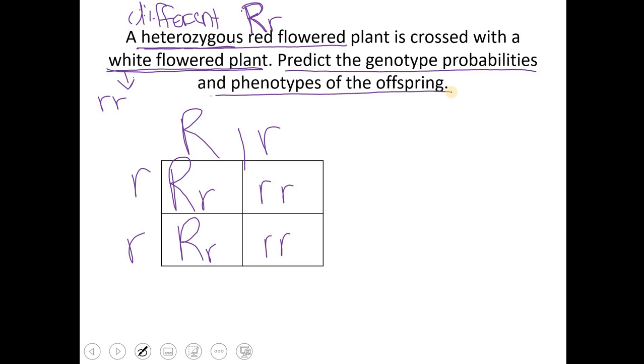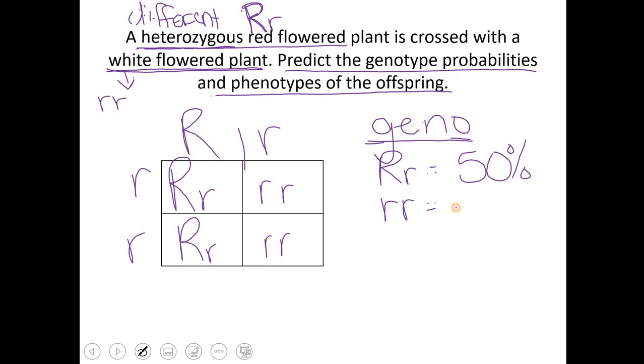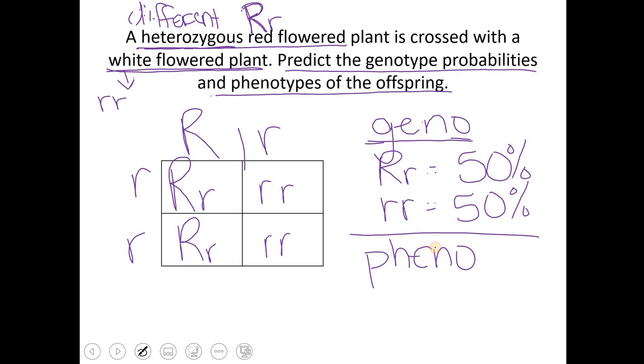Predict the genotype and phenotype probabilities of the offspring, and we get big R, little r would be 2 out of 4 or 50%. And little r would be 2 out of 4 or 50%. So we expect about 50% of the offspring to be big R, little r, and 50% of the offspring to be little r. For phenotypes, big R, little r would show up as red, and little r would show up as white.